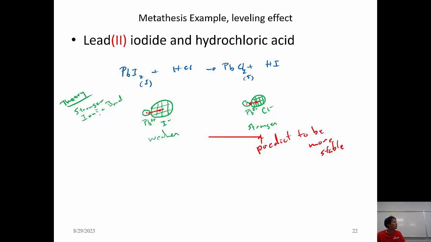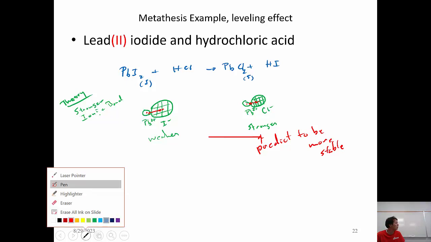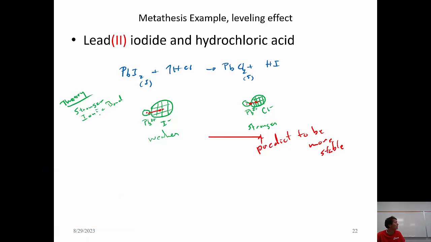All right, so we predict this. So there should be a driving force. We're forming a more stable PbCl2. If that's the case, we continue doing this. We'll balance it. In order to balance it, I need two HCl's. I'm going to form two HIs. Again, I omit the aq and write in solid, liquid, and gas. They occur.